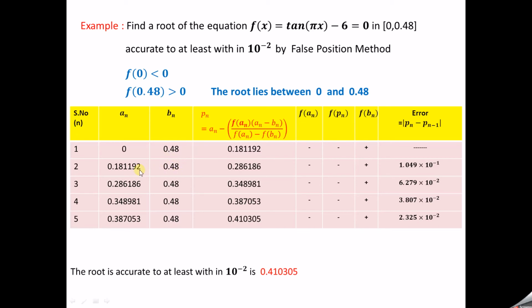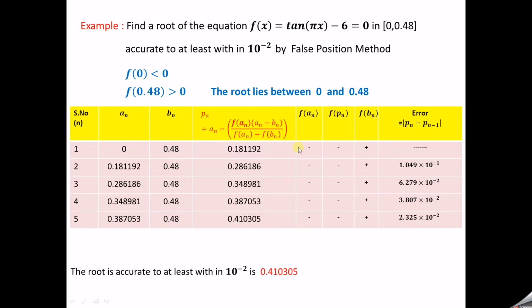Again you find p2, the approximation from these two, a2, b2. If you put them in, you will get p2. Again you check the condition. This checking condition will be like the bisection method, and the formula is from the secant method. That combination of the secant method and the bisection method is what we get as the false position method.